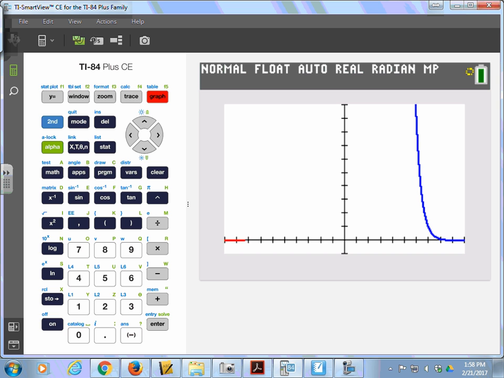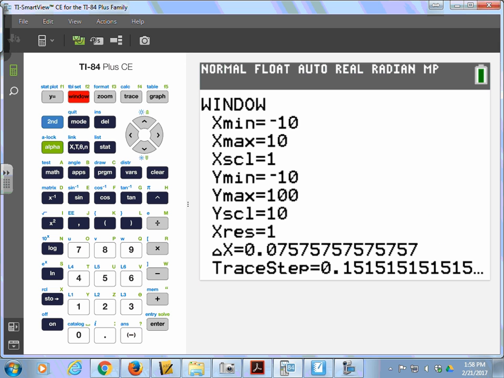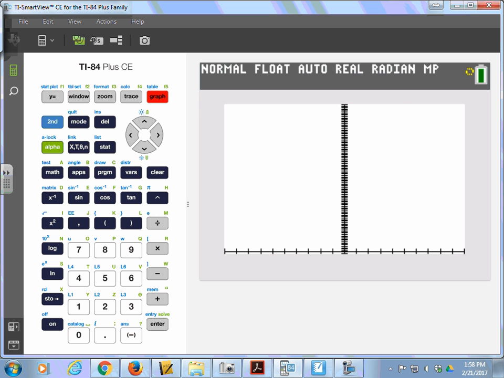Let's try 100, and nope, doesn't help us, so we need to go higher than that. So we'll try 1,000, see if that helps us. And yep, looks like 1,000. I can see where it's intersecting right here. So what do I do now? Not zoom trace. Second trace.